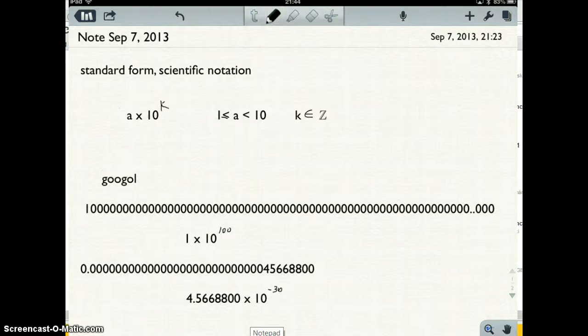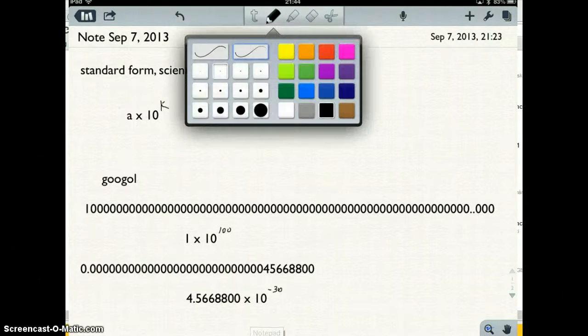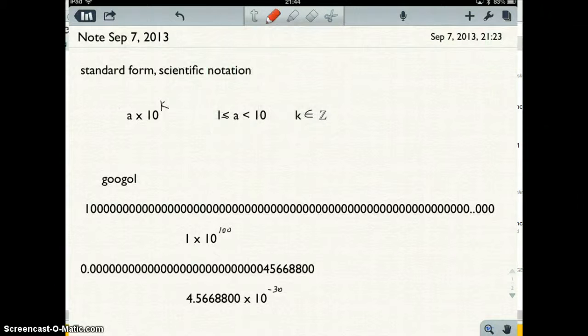Okay, in this video we're going to review scientific notation, or standard form. On the IB test, you're going to see it written like this, where the number is written as a times 10 to the power of k, where 1 is less than or equal to a, and a is less than 10. So a is between 1 and 10, but it's not going to be equal to 10; it's going to be greater than or equal to 1. And k is going to be a positive or negative integer or 0.